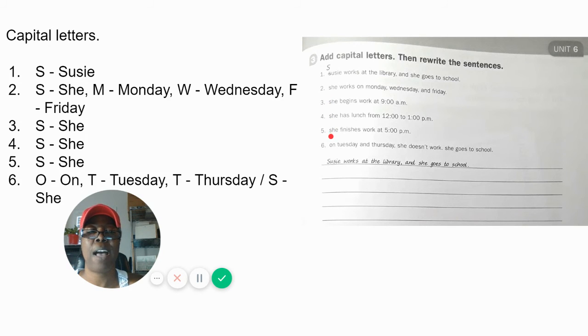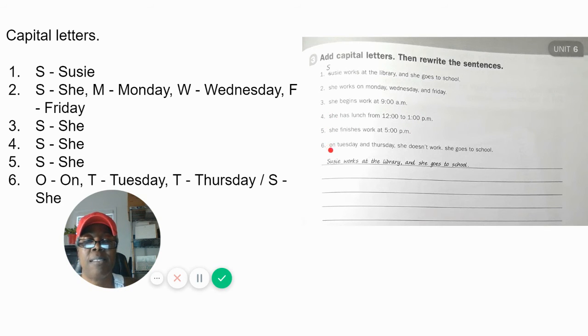Number 3, 4, and 5 are pretty easy. They all need the S in she capitalized. So number 3, she begins work at 9 a.m. That's because she is at the beginning of the sentence. She has lunch from 12 to 1. She is at the beginning of the sentence. She finishes work at 5 p.m. She is at the beginning of the sentence. So all these S's need a capital letter, and that's all.